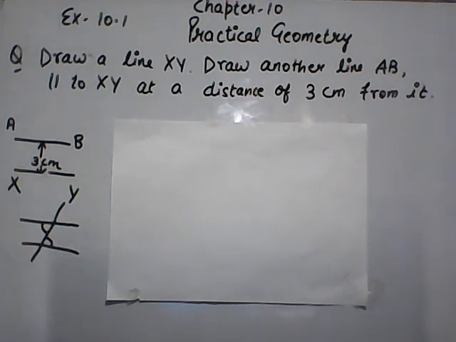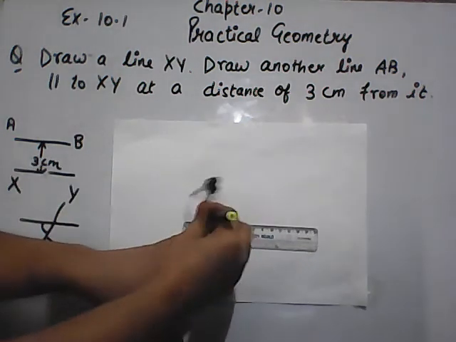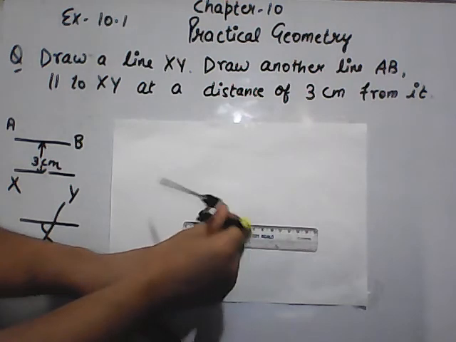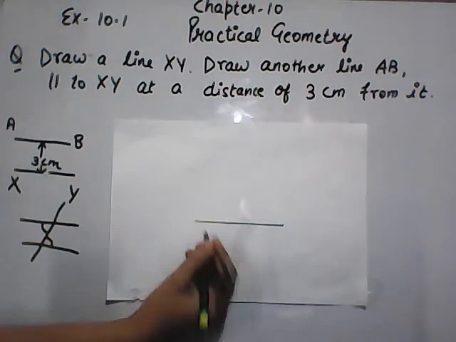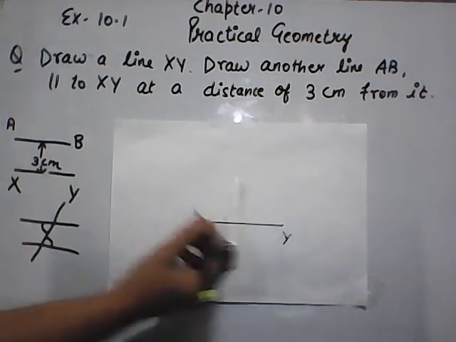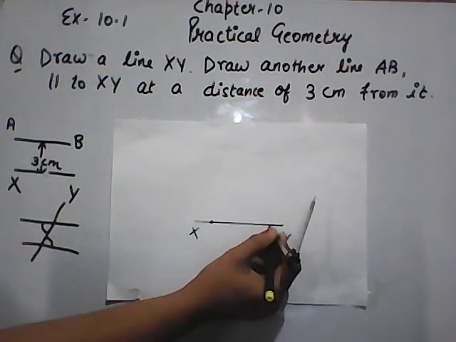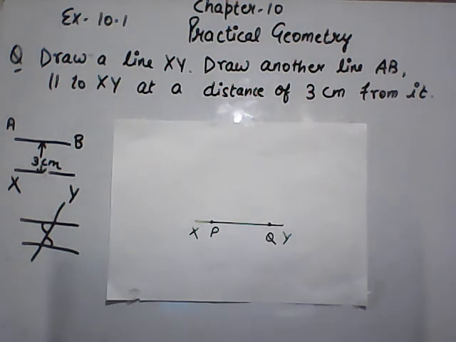Firstly, we have to draw a line XY. Now, it is a line XY. Take any two points P and Q on this line XY. It is point P and it is point Q. Now, you have to draw a 90-degree angle at point P, and also a 90-degree angle at point Q.